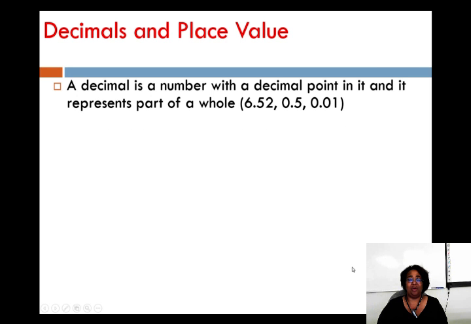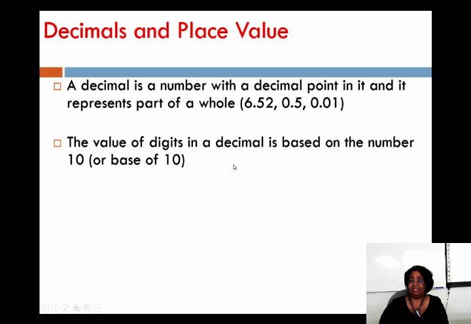Now, just like with whole numbers, decimal place values are very important. A decimal is a number with a decimal point in it, and it represents part of a whole. Some examples are 6 and 52/100, 5/10, and 1/100.